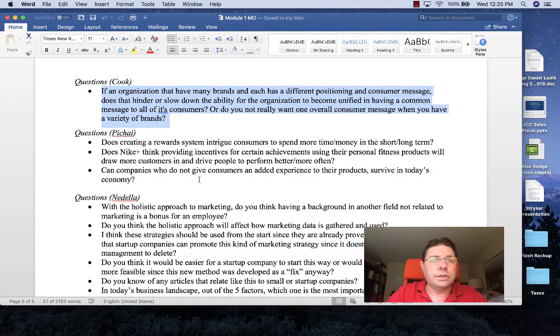If an organization has many brands and each has a different position and consumer message, does it hinder or slow down the ability of the organization to become unified and have a common message to all its customers? No, I don't think it does. Or do you not really want an overall congruence when you have a variety of brands? You can have an overall vision of what the company stands for: innovation, change, cutting edge. And then each brand has a message saying, well, what does cutting edge mean for medical technologies? What does cutting edge mean for auto? What does cutting edge mean for energy?